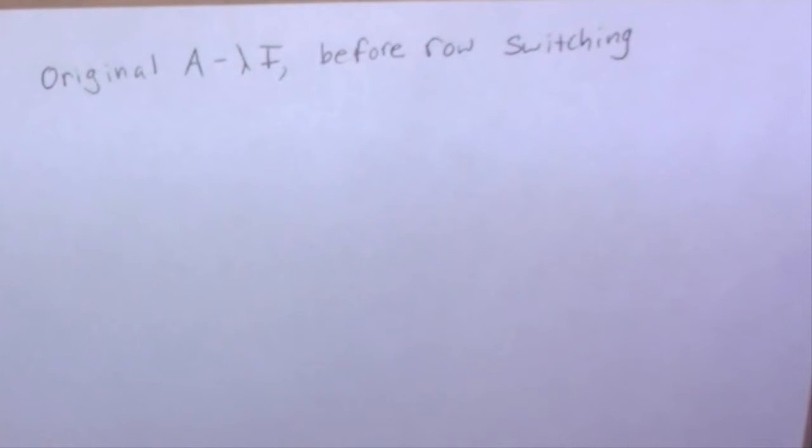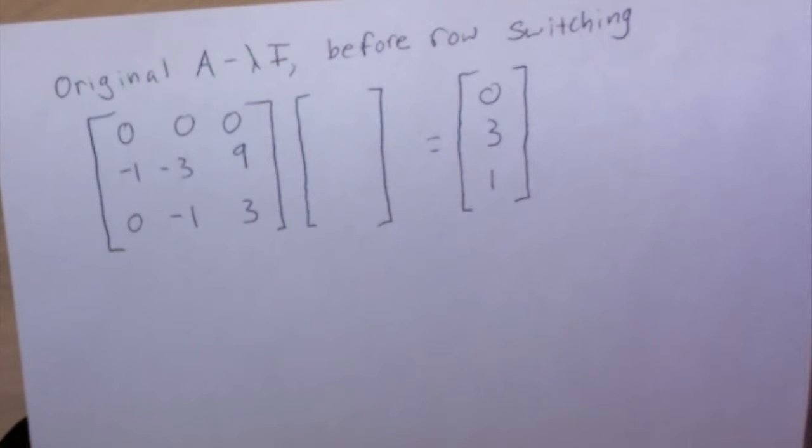Because your matrix was rank 2 and only had one non-pivot column, to find the other 2 eigenvectors you have to do a different method. To find the second one, you take your original A minus lambda I before you did the row switching, and set it equal to your first eigenvector you found with some vector in between.